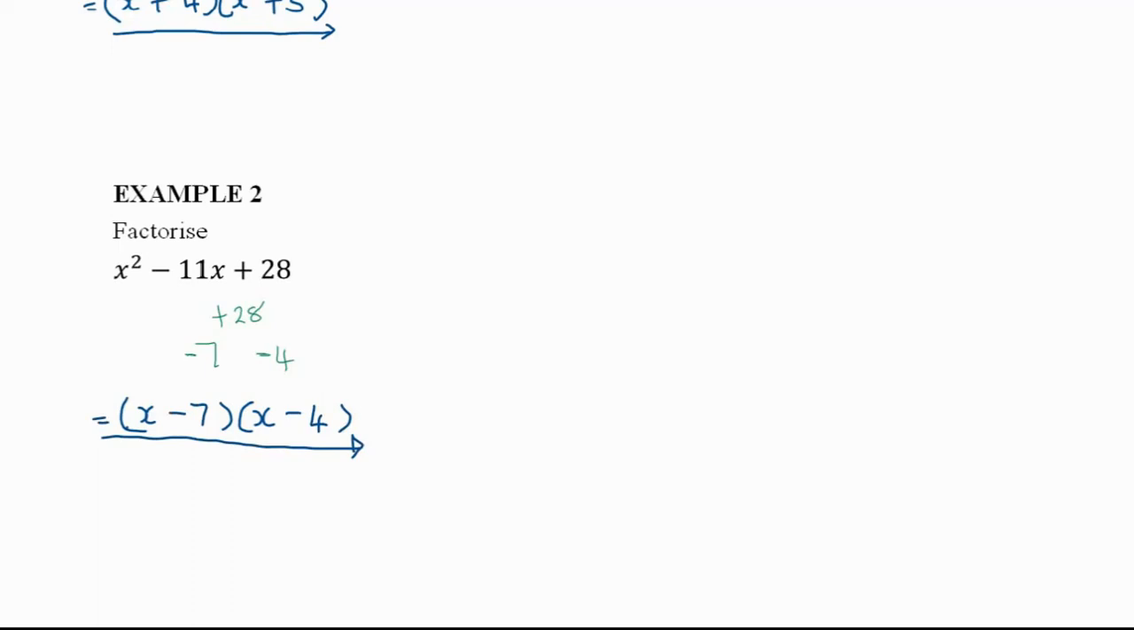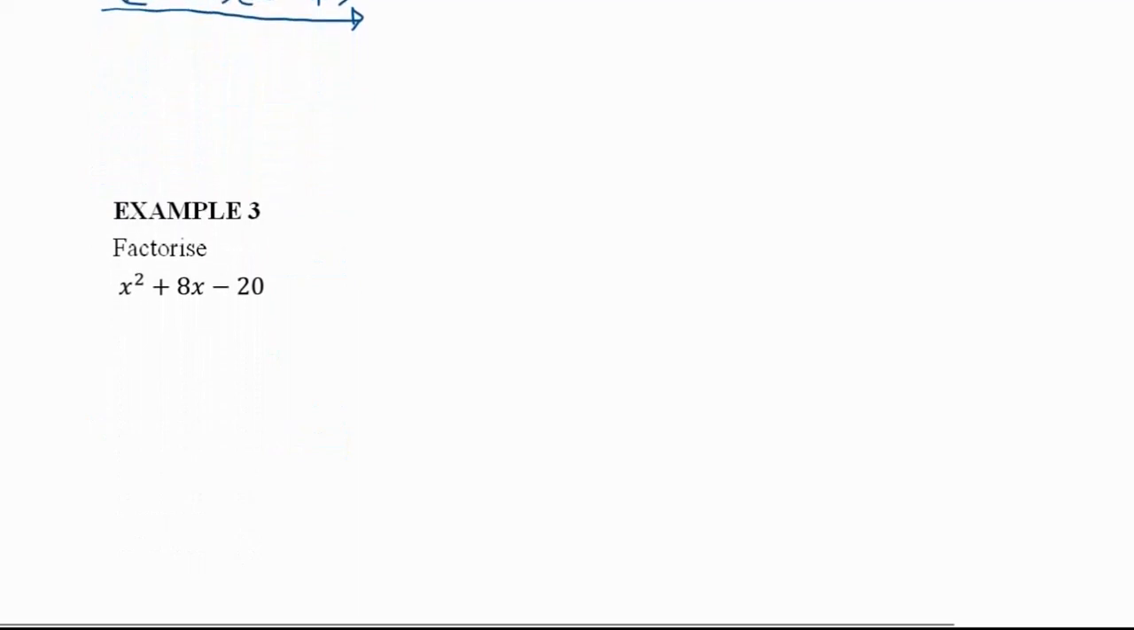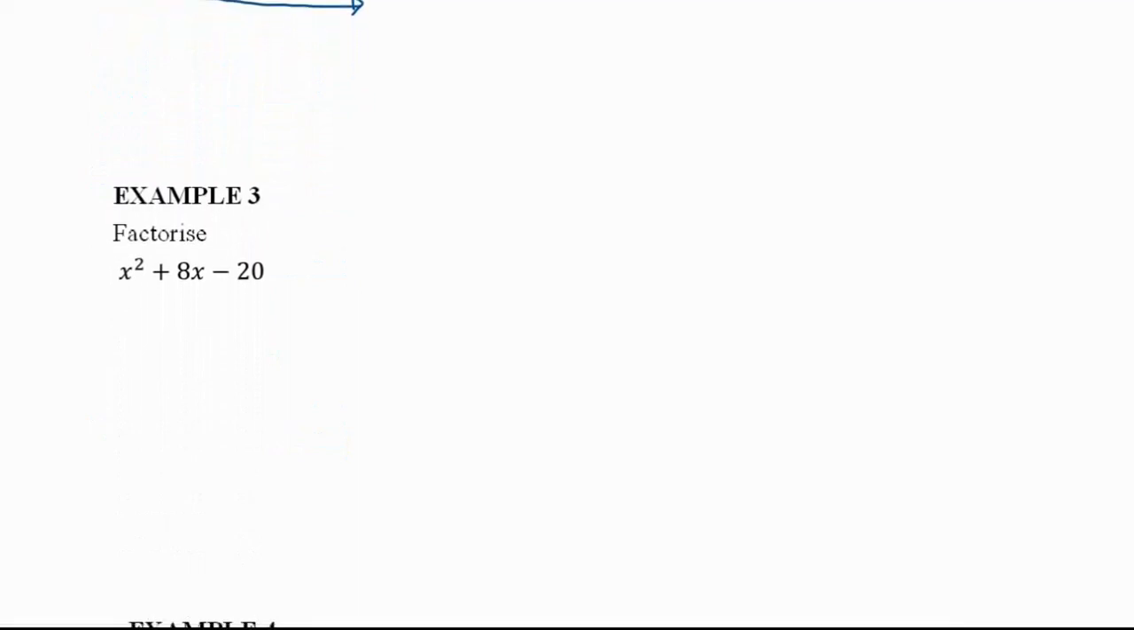Now let's look at another example, a different scenario, where the number at the end, the constant, is a negative number. This is a negative 20, and the middle term is a positive 8. So let's look at factors of negative 20. Factors of 20 that I can think of, well, I'm thinking of 10 and 2. Since this is a negative number, it means one of these is negative, so it's a negative multiplied with a positive. The question now is which one is the negative and which one is the positive.